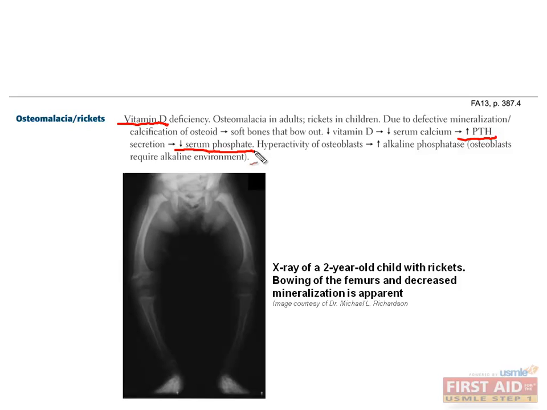The term rickets isn't much different from osteomalacia, except it refers more specifically to vitamin D deficiency in kids. Would you expect to see an increase in PTH in kids with rickets? Yeah, you would, because it's basically the same disease.